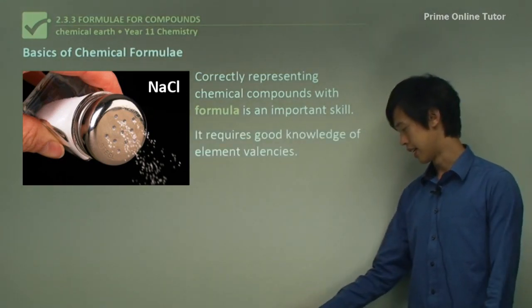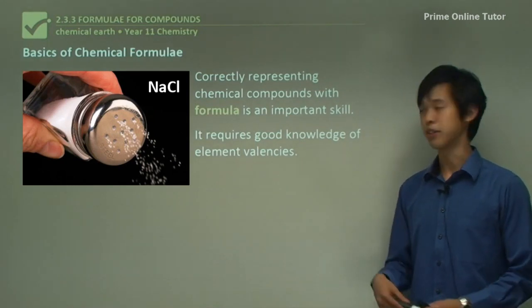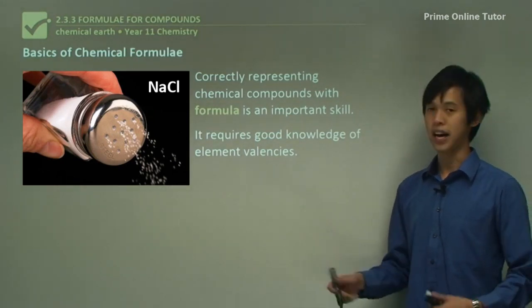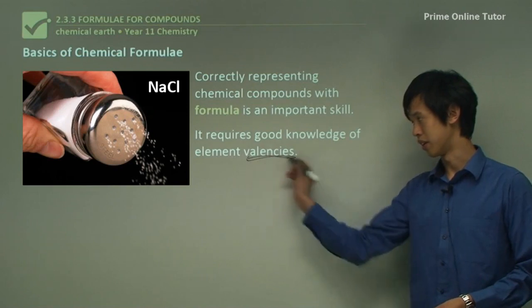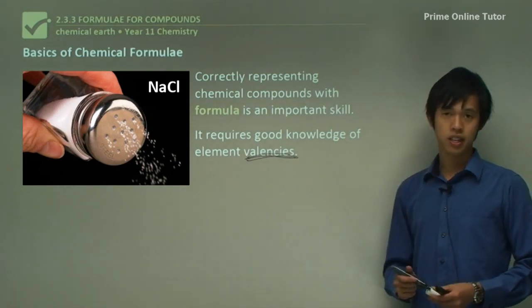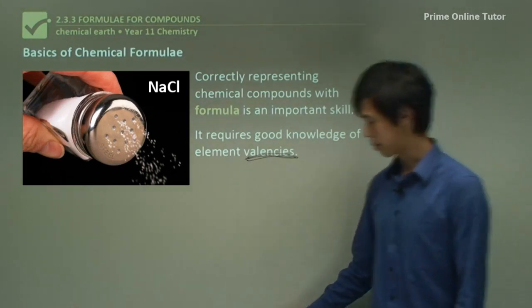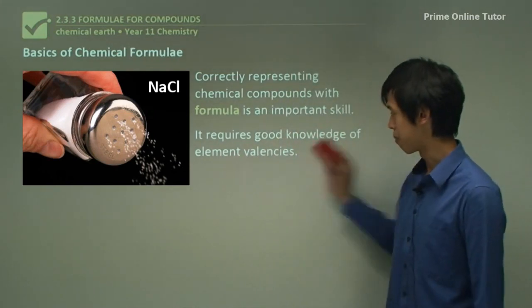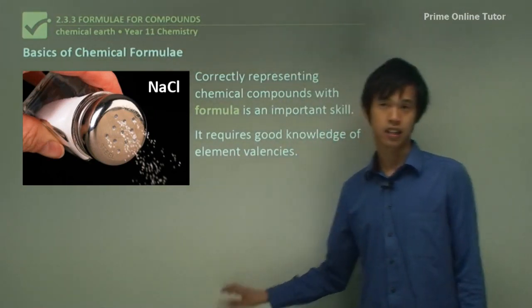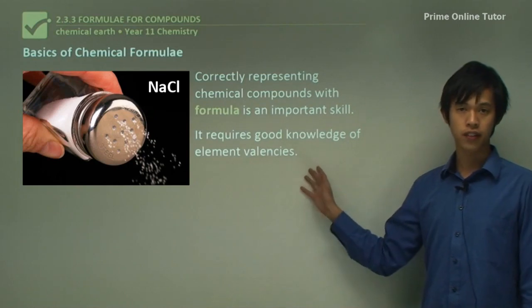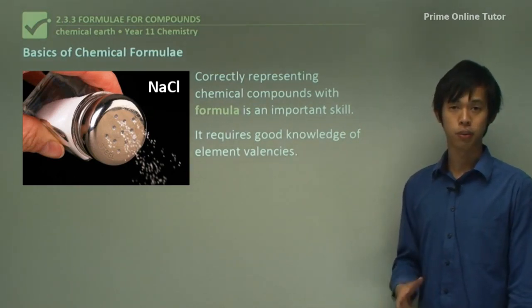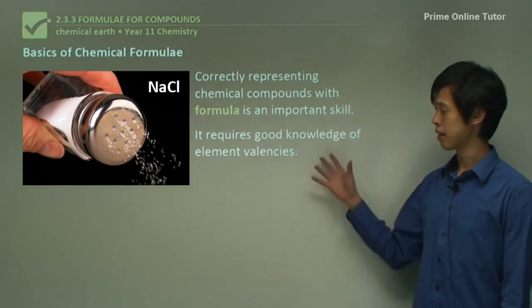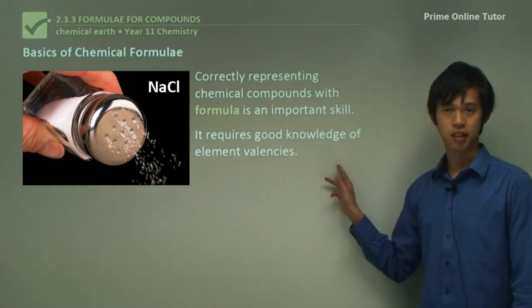Now, in order to learn this skill, you have to have learned your valencies very well. When I was in high school, my chemistry teacher always stressed how much we had to remember our valencies, and this is why it's important: if you don't know your valencies, you'll never be able to get the right formula for the right chemical. So this sentence is of key importance to you guys.